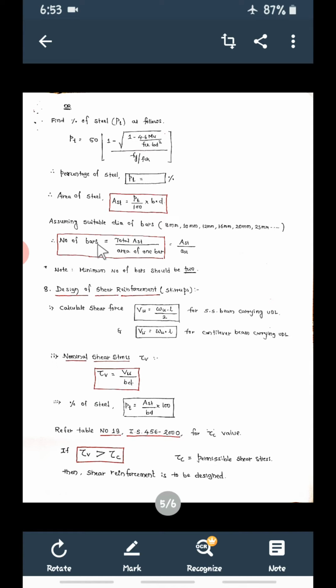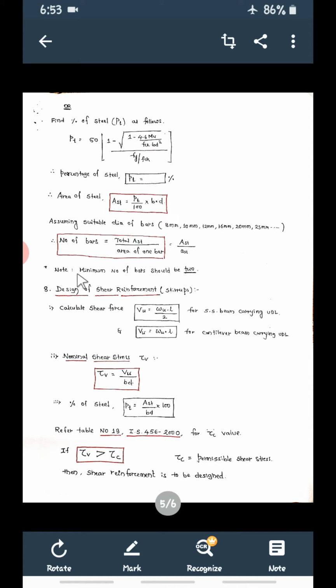From this you can get the number of bars: 6 numbers, 7 numbers, 8 numbers, that will be the number of bars required for main steel at the bottom. Remember, the minimum number of bars is 2. In any condition you should not have less than 2 bars. Right, this is the step.